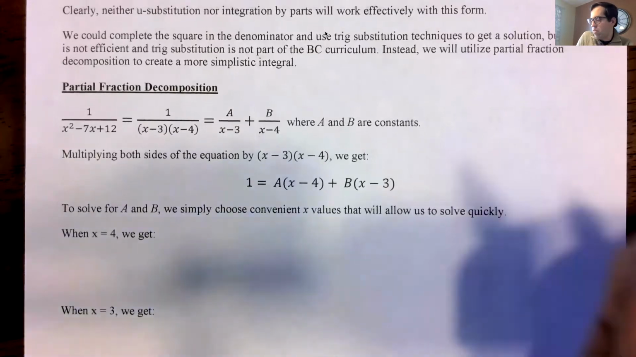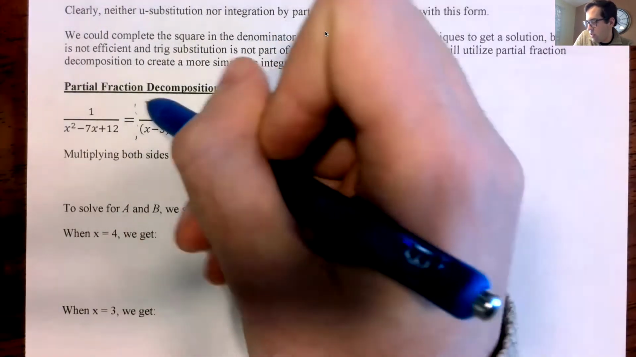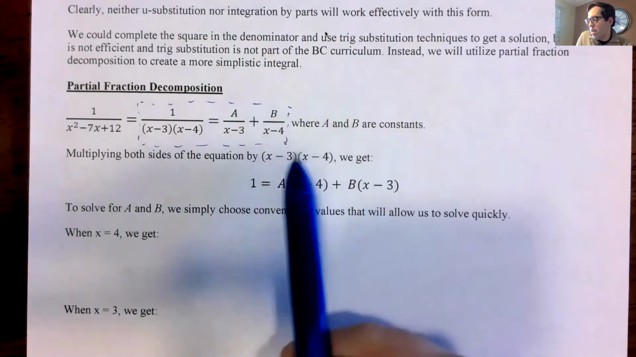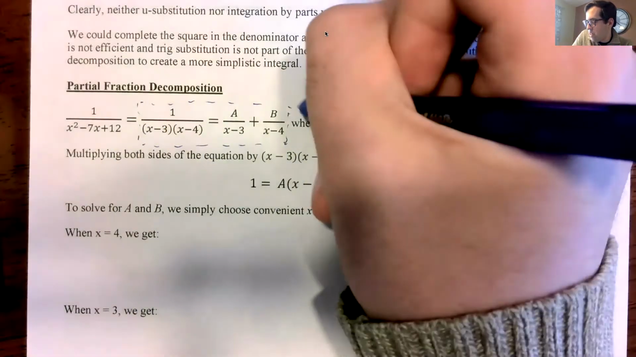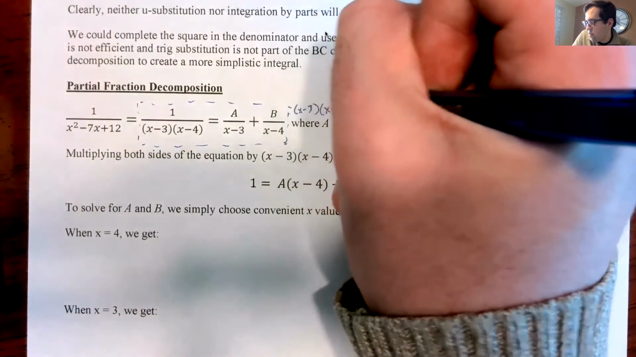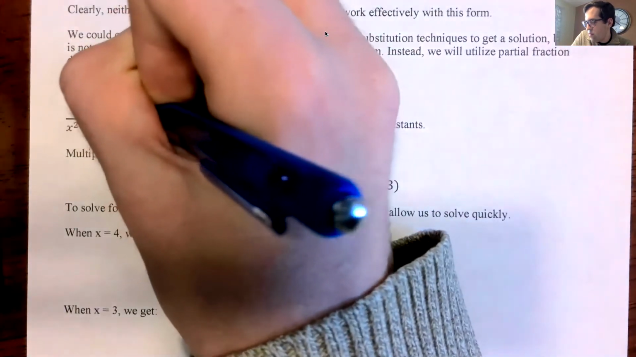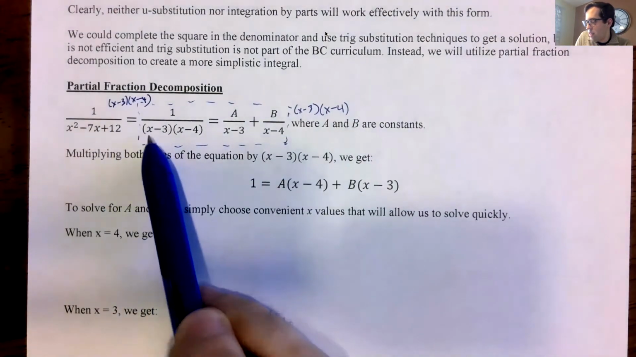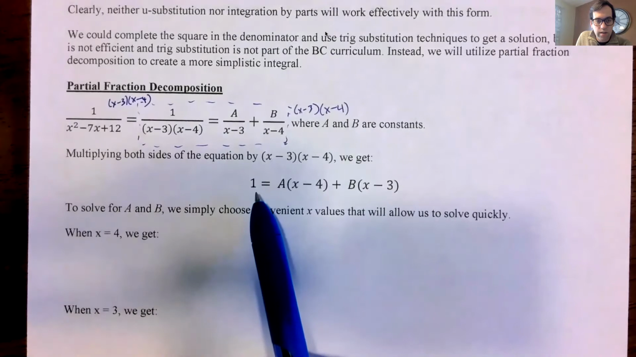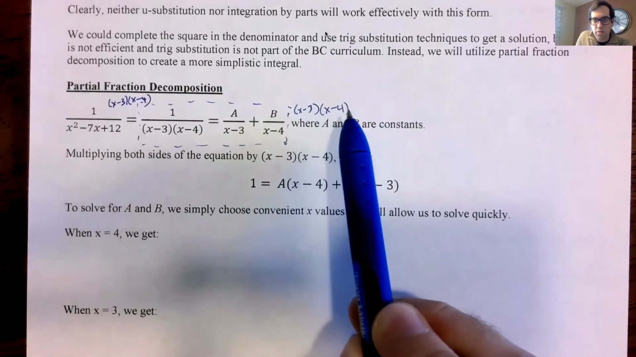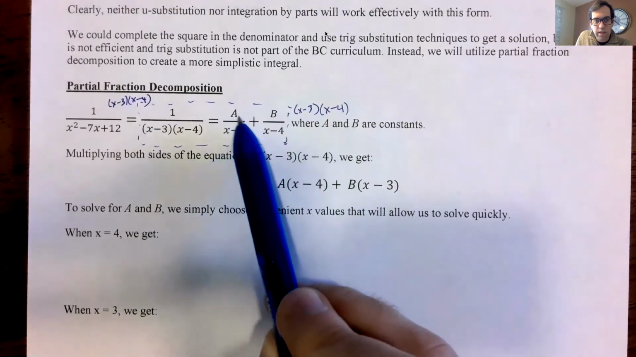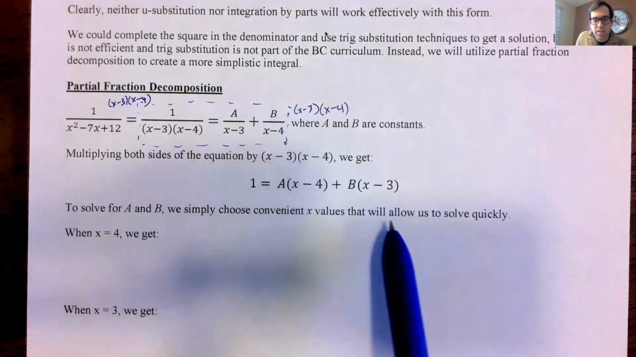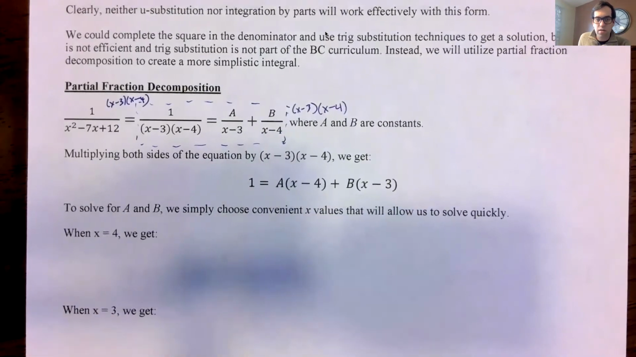So if we just think about this as our equation, we multiply everything by x minus 3, x minus 4. On the left, you'll see that this and this cancel, so we're just left with 1. On the right, if we distribute the x minus 3, x minus 4 to each numerator, the x minus 3's will cancel from the first fraction, so we end up with A times x minus 4. The x minus 4's cancel from the second fraction, so we end up with B times x minus 3.